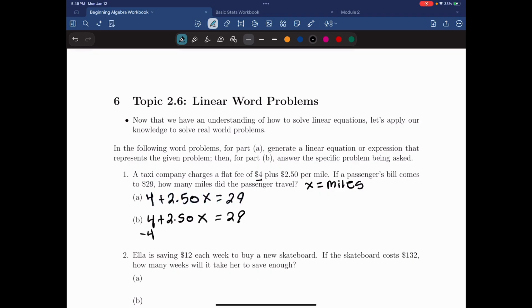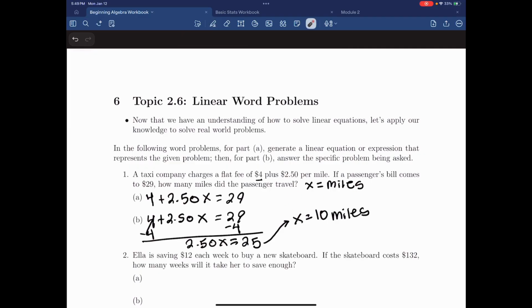So I'm going to first start by subtracting 4 on both sides. So we get 2.50x equals 29 minus 4, which is 25. And then we're going to have to divide by 2.50 on both sides. And when we do that, we get x equals 10. And 10 what specifically? 10 miles. Because that's what we had said in the beginning, that x represents miles. So this person traveled 10 miles by taxi.